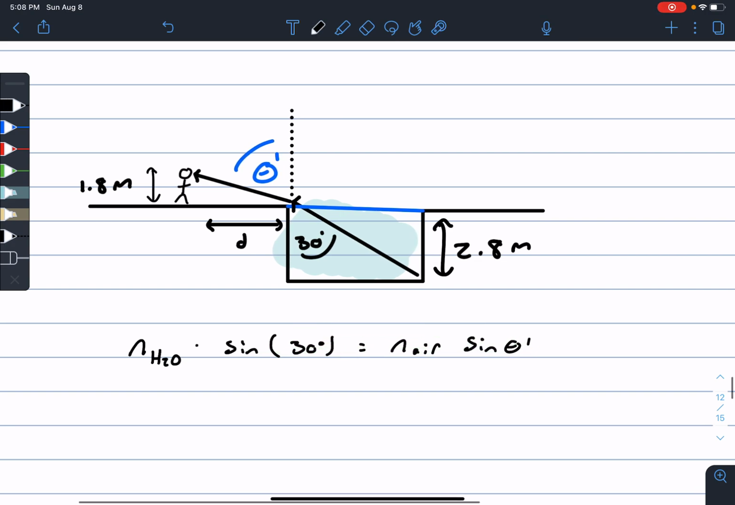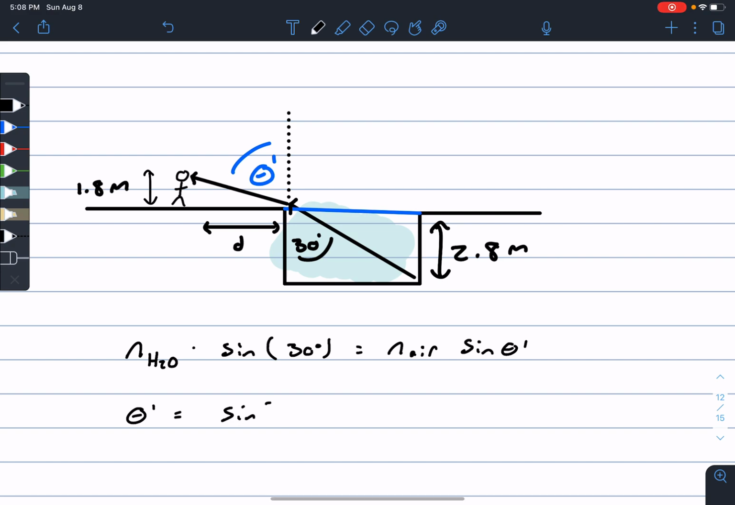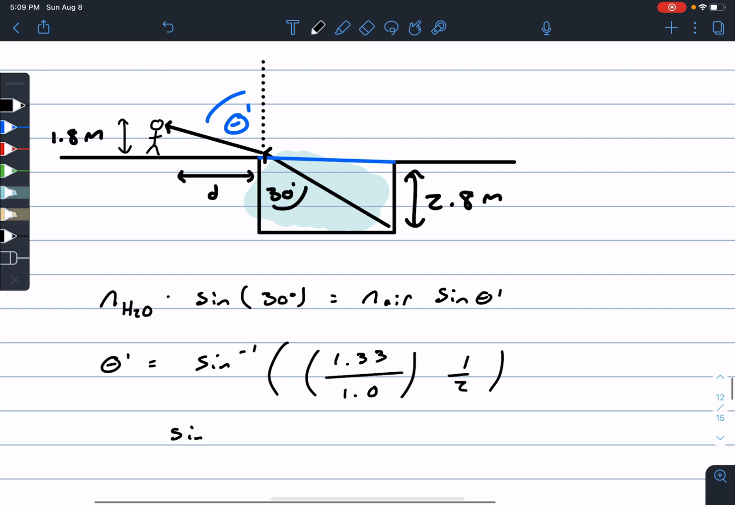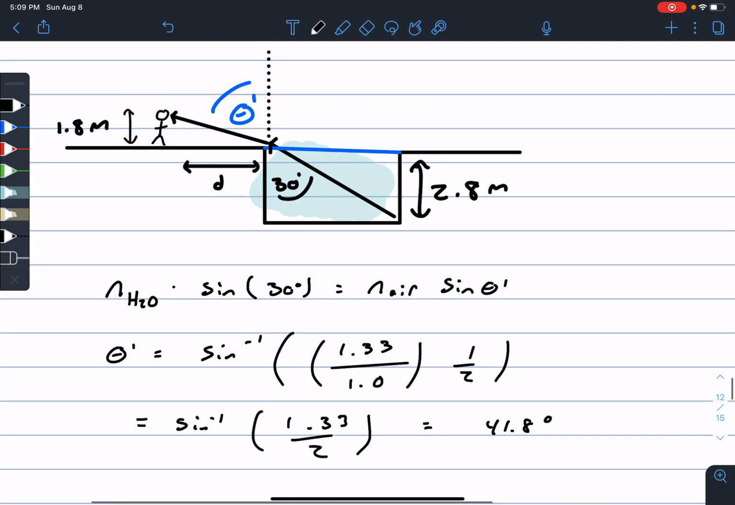So theta prime is going to be equal to sine inverse of 1.33 over 1. This is the water index, this is the air index. And then sine 30 degrees is actually 1/2, so really we have sine inverse of 1.33 over 2. And that gives us a value of 41.8 degrees. So that's really useful information. So this angle up here is 41.8 degrees.